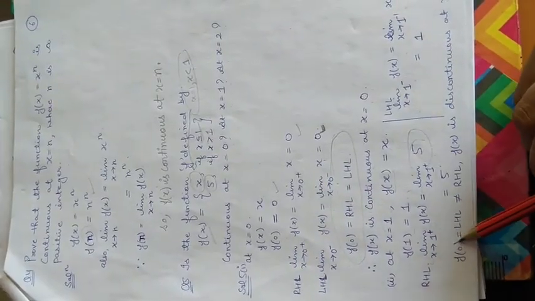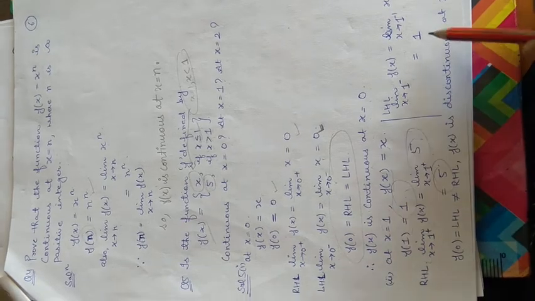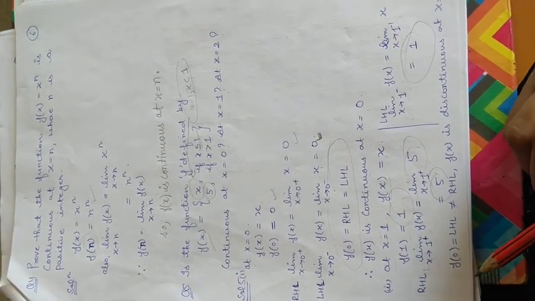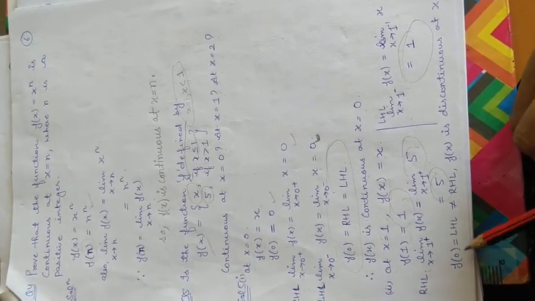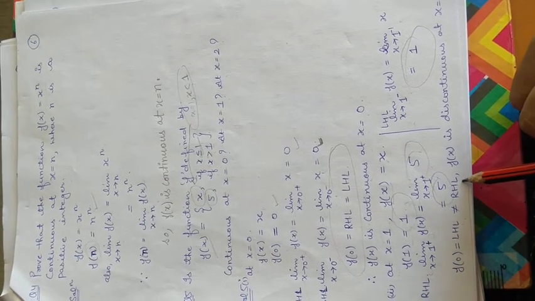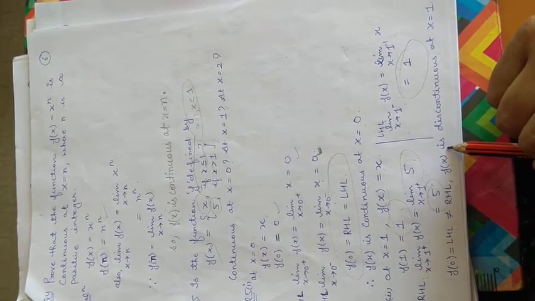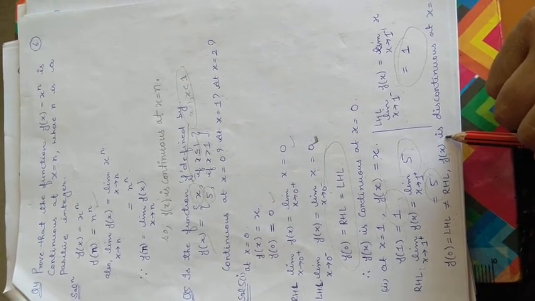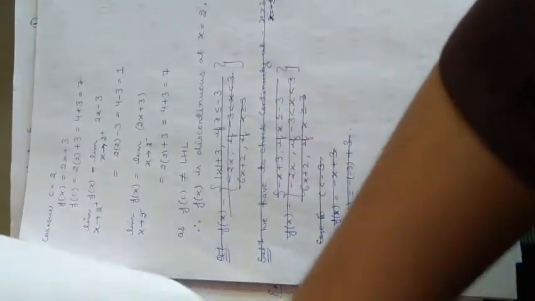So finally you can check these values: 1, 5 and 1. These three are not equal. As they are not equal, what will I say? f(1) is equal to the left hand limit, but it is not equal to the right hand limit. Therefore this function is discontinuous at x is equal to 1.